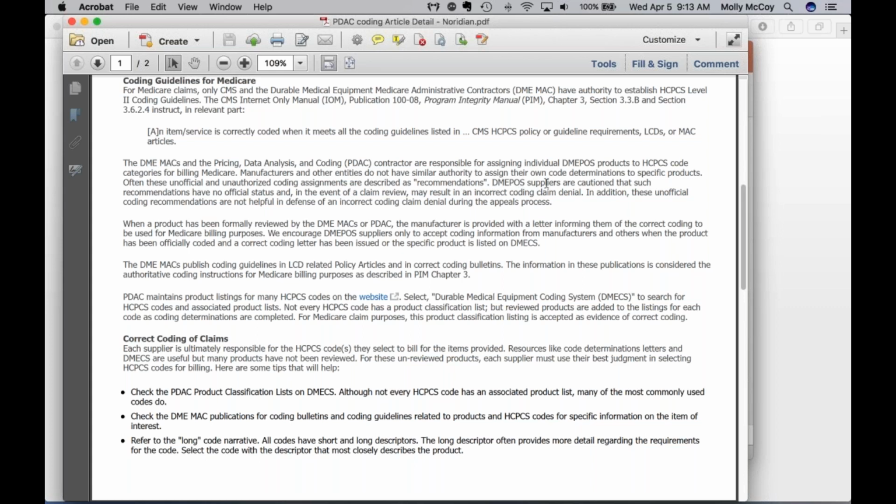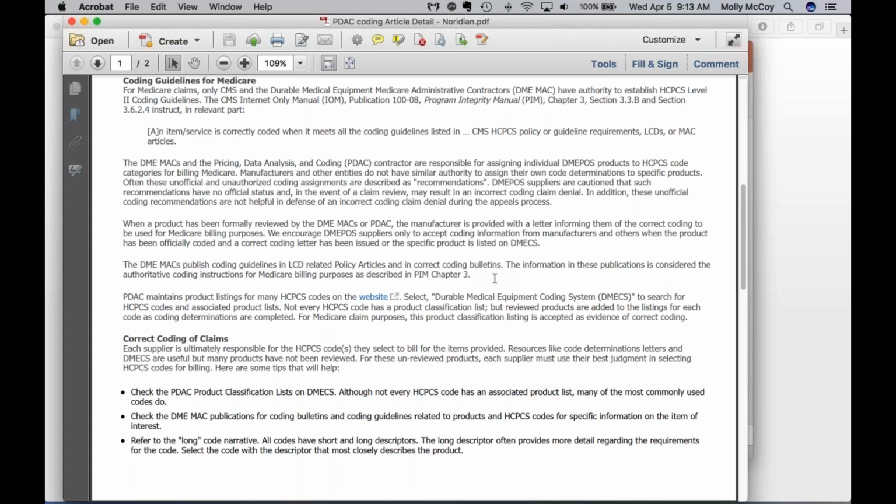The DME POS suppliers, that's us, right? Remember, we're called suppliers as P&O practitioners, are cautioned that such recommendations have no official status and, in the event of claim review, may result in incorrect coding, claim denial. In addition, these unofficial coding recommendations are not helpful in defense of an incorrectly coded claim during the appeals process. Boom. That gives us a pretty good explanation of what's going on here and what it means to you as a practitioner.